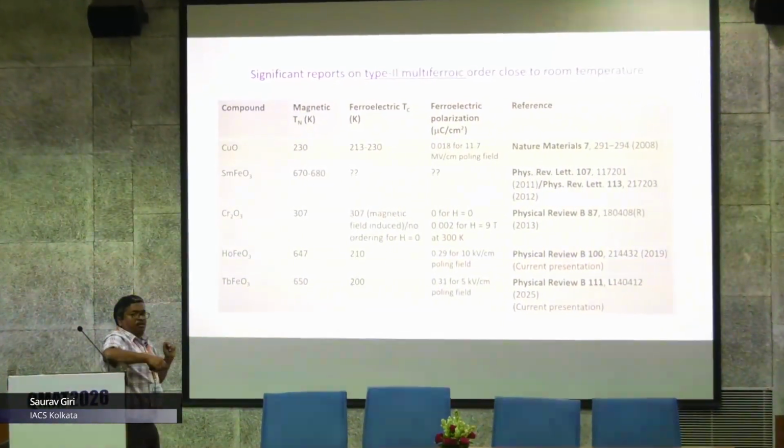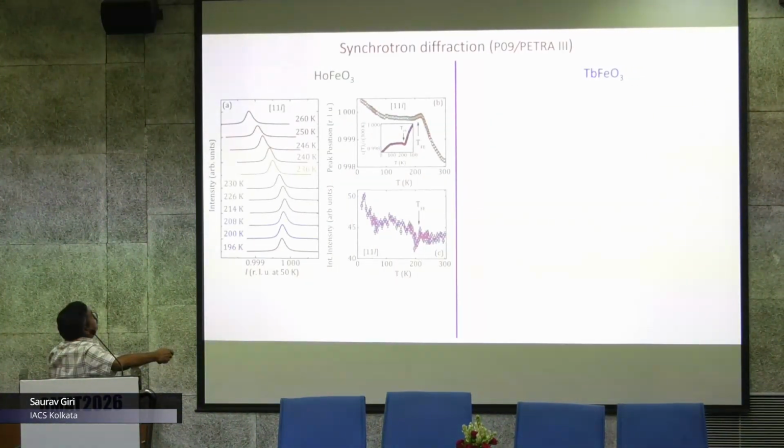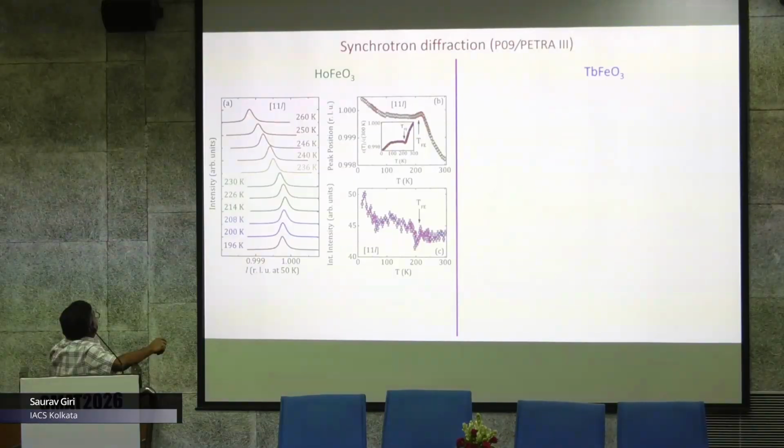The next question is why this ferroelectric order appears. To address this issue, we performed synchrotron diffraction at the P09 beamline at PETRA III, and you see this 11L scan with temperature. There is a shift in positions. This is the position as a function of temperature. It shows an anomaly, maybe you can say a peak, close to the ferroelectric ordering temperature. The inverse of this provides the C lattice constant scaled by the lattice constant at 300 Kelvin, and this also shows a minimum here, and that is also reflected in the intensity plot.